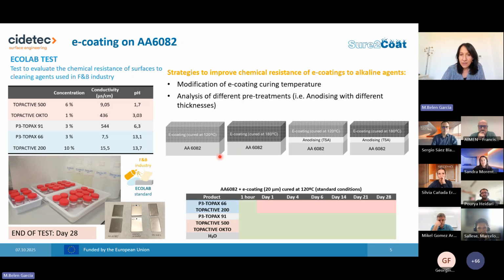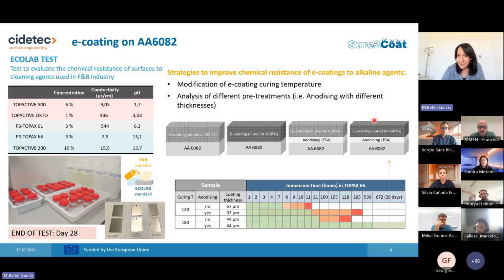So we have cured the e-coating at 120 degrees, which is the standard procedure that we usually use. We have also cured it at a higher temperature, at 180 degrees. And we have applied a thin anodizing layer, in this case tartaric sulfuric acid anodizing, before the e-coating cured at these 2 temperatures. So what we found was that this e-coating system, the one that implies anodizing and e-coating at 180 degrees, was able to survive during 28 days in this alkaline cleaning agent.